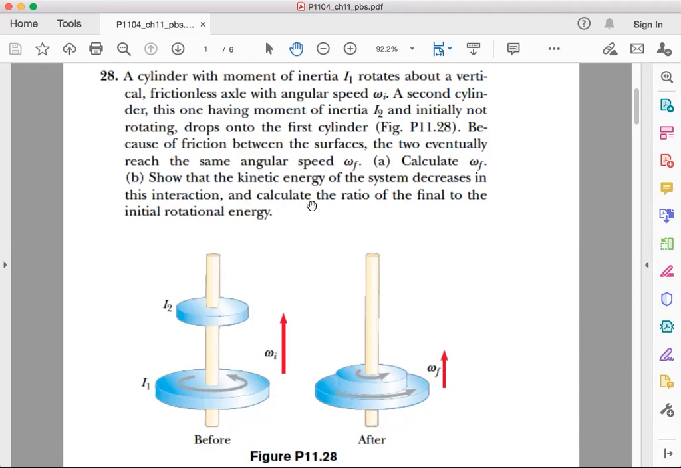So you have to calculate the ratio between K final and K initial, and you have to show that this ratio is smaller than 1, because that means that the kinetic energy of the system has decreased in the interaction. So let's move to the whiteboard.